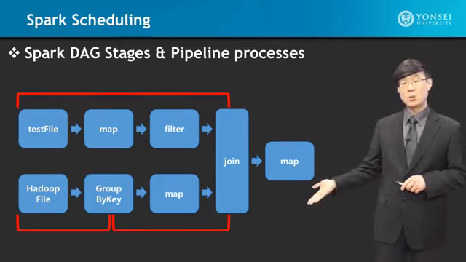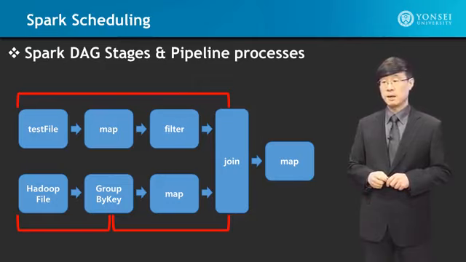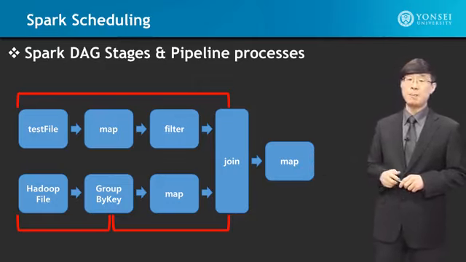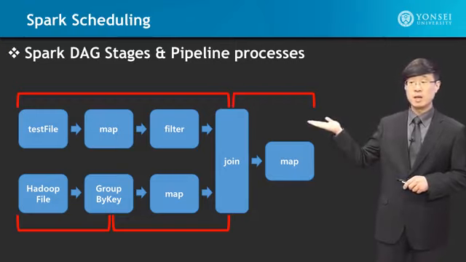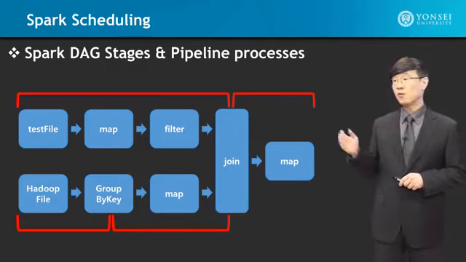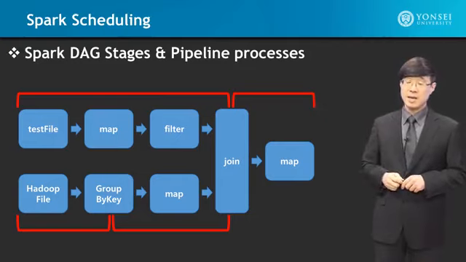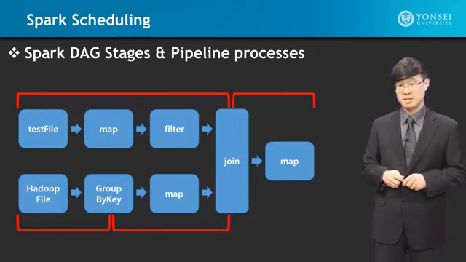These functions within a stage can be pipelined together. And then the final stage after the join that goes through the map can also be pipelined together. And therefore, the regions where these red lines are indicating separation are the stages. And inside a stage, we have a pipeline of transformation processes conducted.